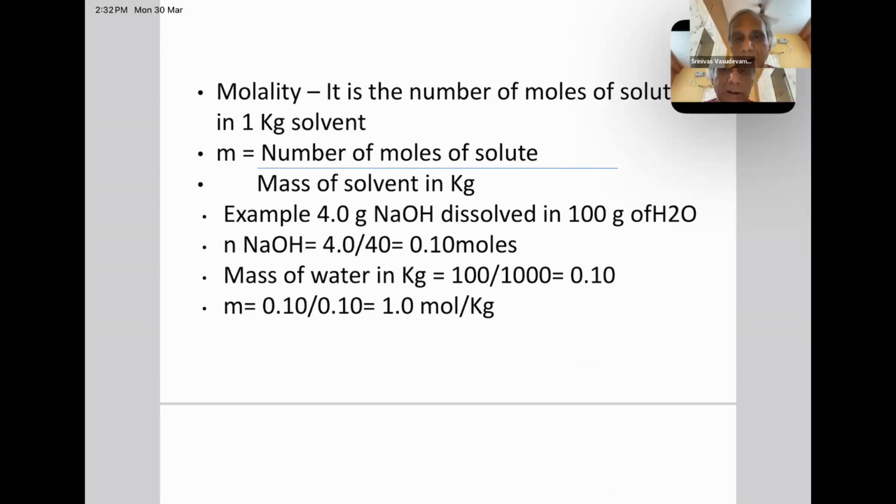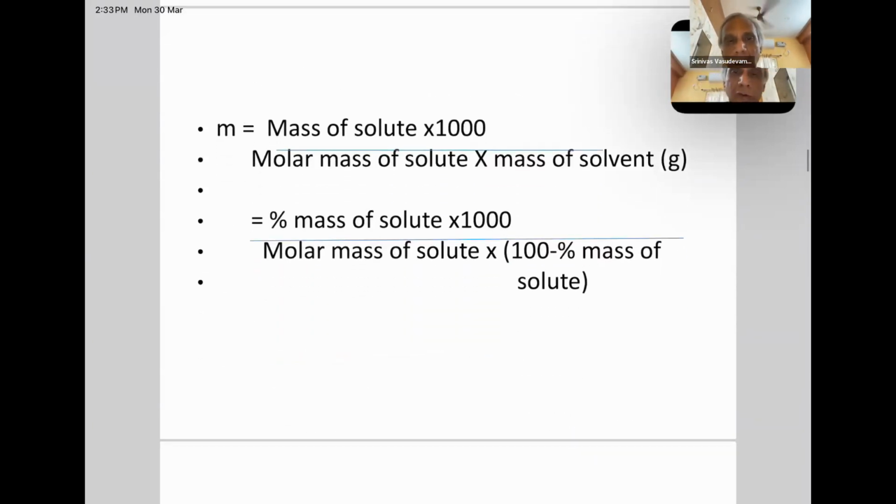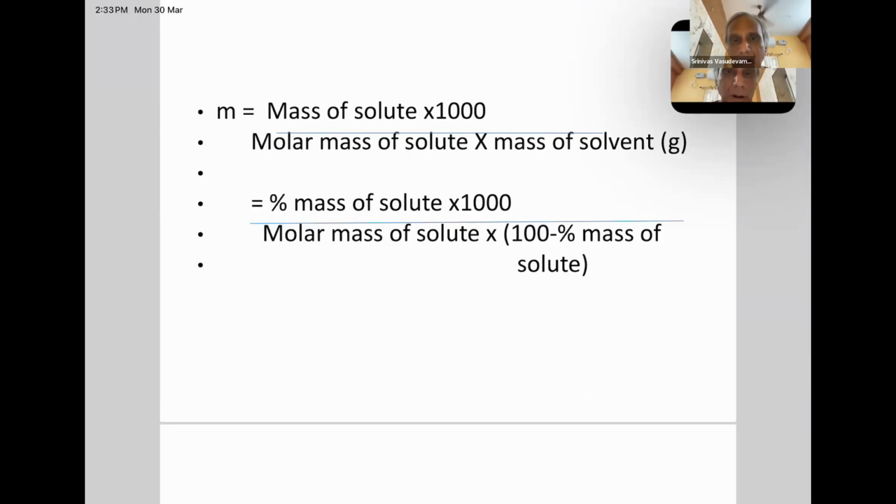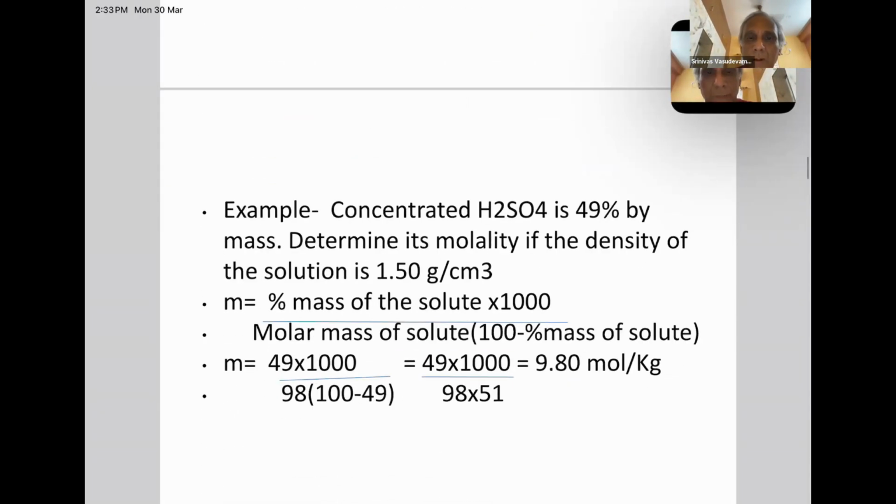Mass of water is 100 by 1000, which is 0.10 kilogram. So molality equals the number of moles of NaOH divided by the mass of water in kilogram, 0.10 by 0.10, which is 1 mole per kilogram. Formula: mass of solute divided by molecular mass of solute into 1000 by mass of solvent, or percentage mass of solute divided by molecular mass of solute into 1000 by 100 minus percentage mass of solute.